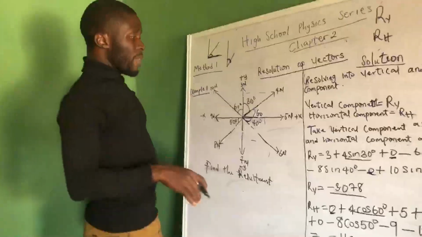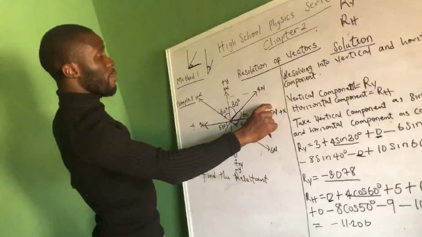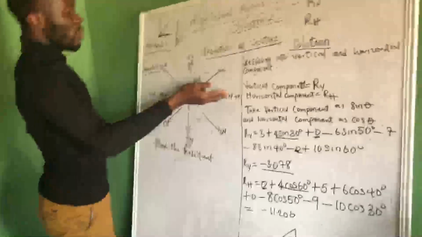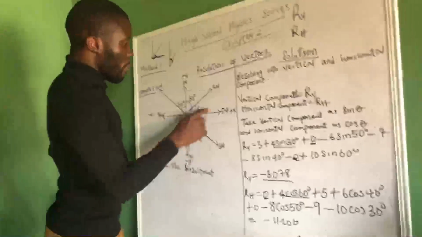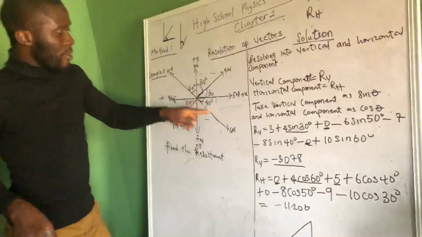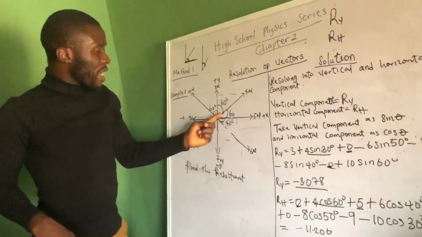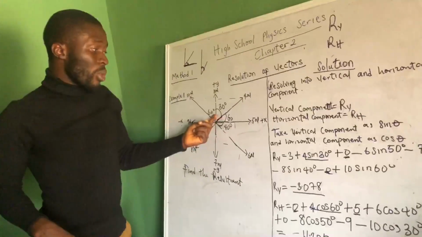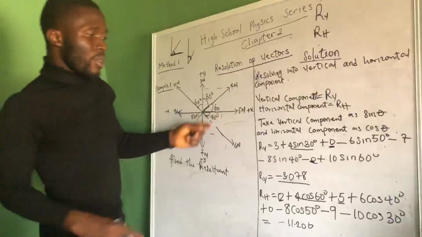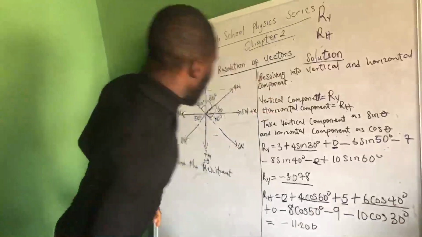Now, after that, what do we have? We have 5. That 5 is on the x-axis, that is on the horizontal component, and we are resolving along the horizontal component. So plus 5. Then after that, we have 6. Our angle is inclined to the horizontal component already, so we don't need to minus from 90. So this will be plus 6 cos 40.